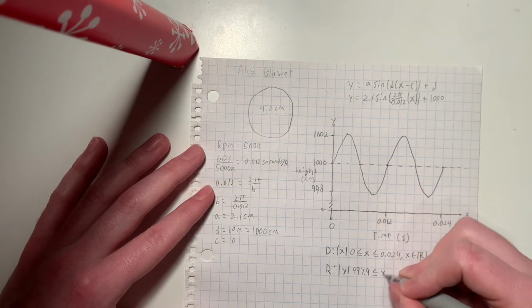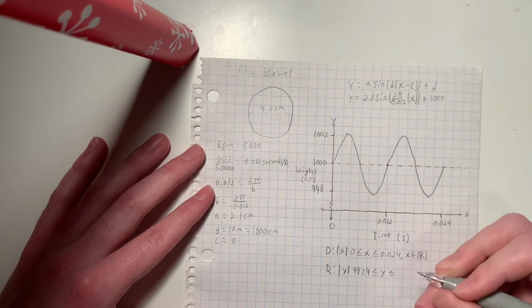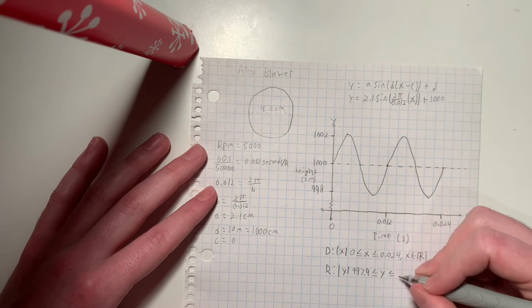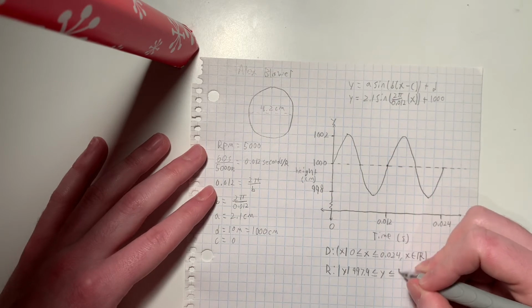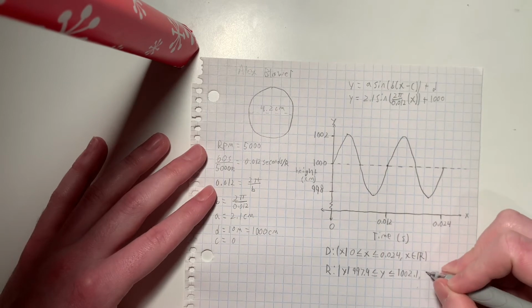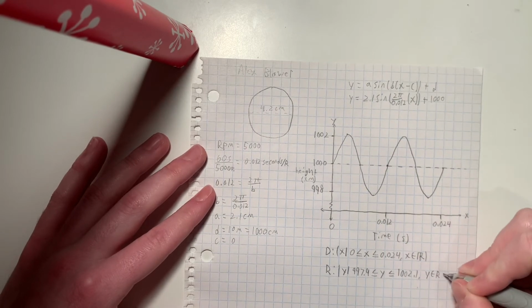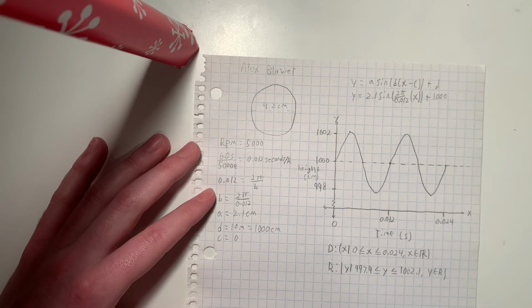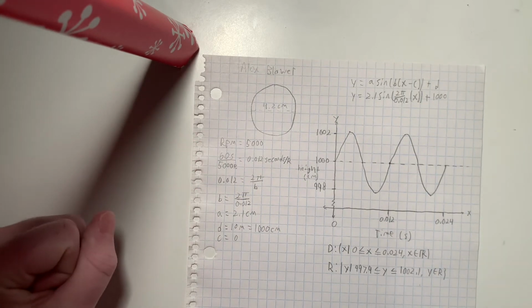So y is right between that and less than 1002.1. And of course, y is an element of the real numbers. And that is the first part of the question.